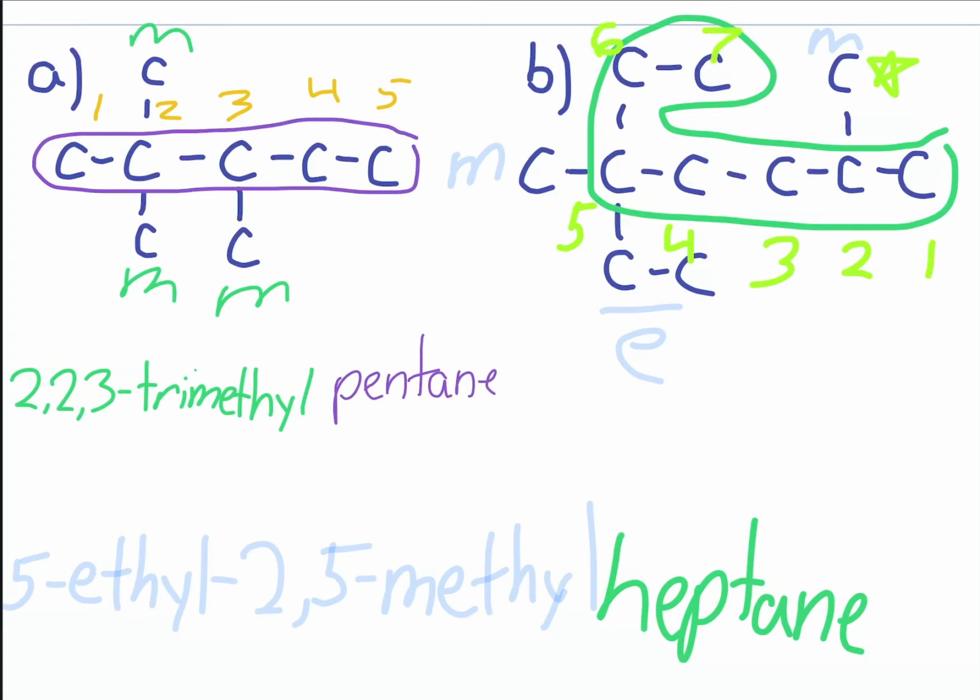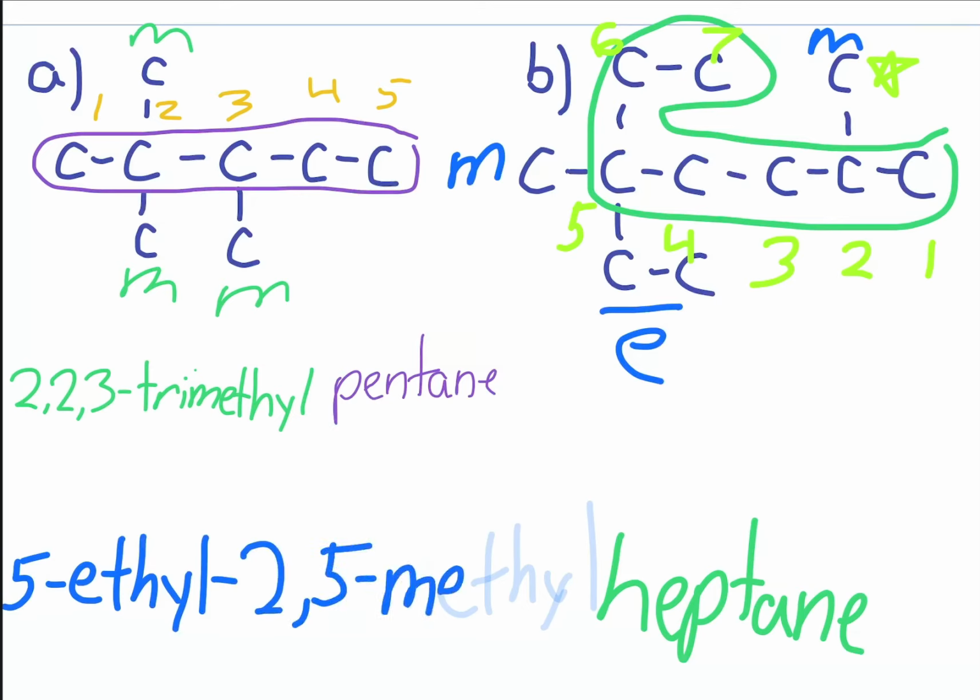Then you have to identify the different branchings. This one is a methyl group, this here is an ethyl group, and this one is a methyl group. So when you write it, you want to start with the 5-ethyl because it's alphabetical, and then write the 2,5-methyl to get you an answer of 5-ethyl 2,5-methylheptane.